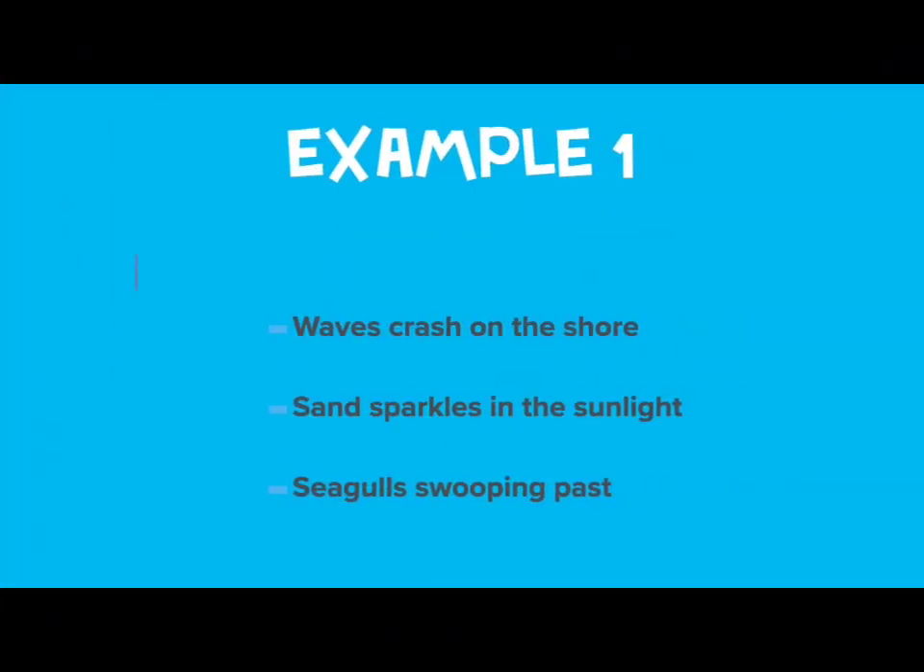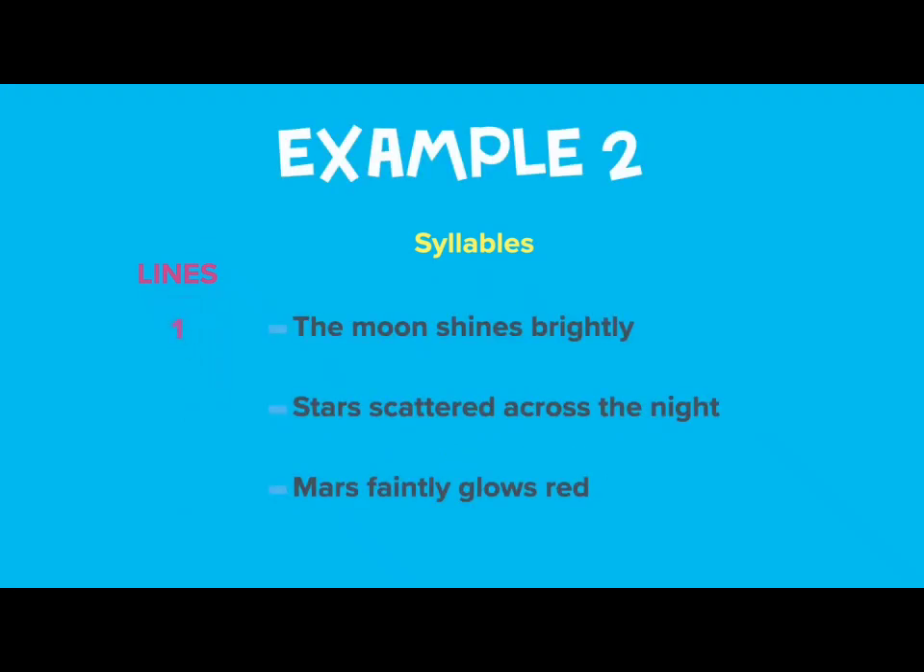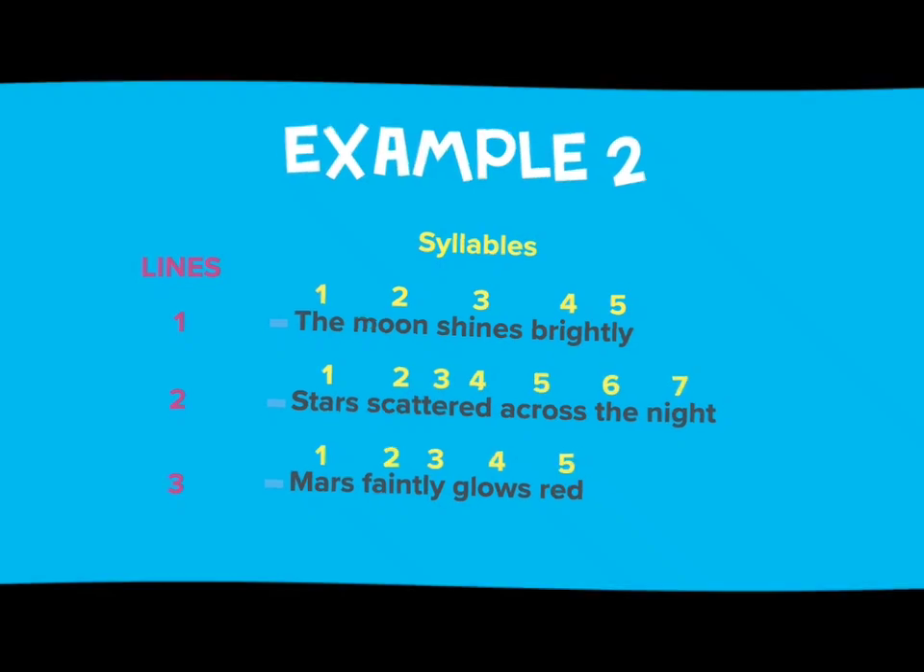Here's an example. As we can see, we have 3 lines here. 1, 2, 3. The first line has 5 syllables, the second line has 7 syllables, and the third line has 5 syllables again. Example number 2, it has 3 lines. The moon shines brightly, stars scattered across the night, Mars faintly glows red. Here we have the 5-7-5 syllable rule.